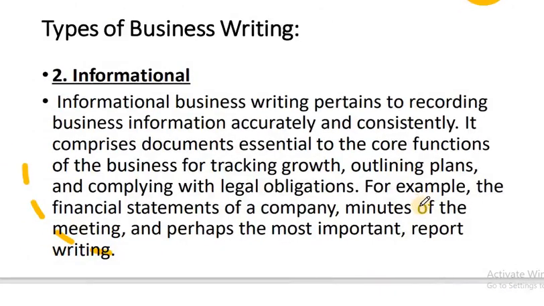Number 2 is informational. Informational business writing pertains to recording business information accurately and consistently. It comprises documents essential for the core functions of the business: tracking growth, outlining plans, and complying with legal obligations. For instance, the financial statement of a company and the minutes of a meeting. It is a formal type of writing because it has to be accurate and consistent information.